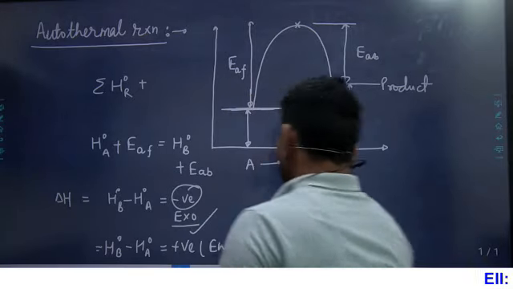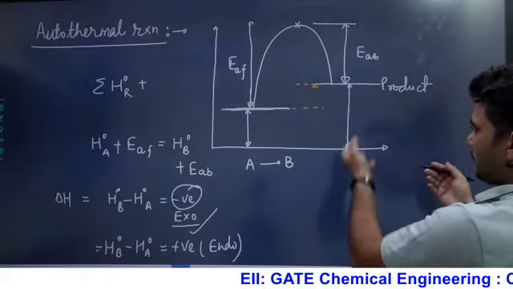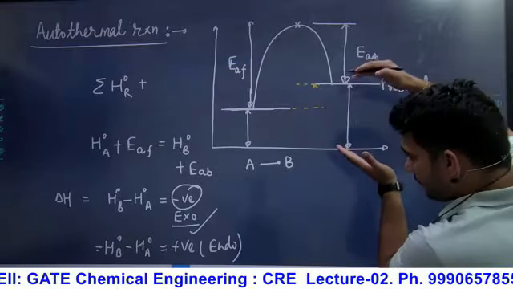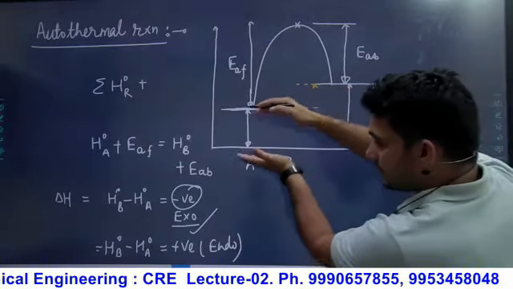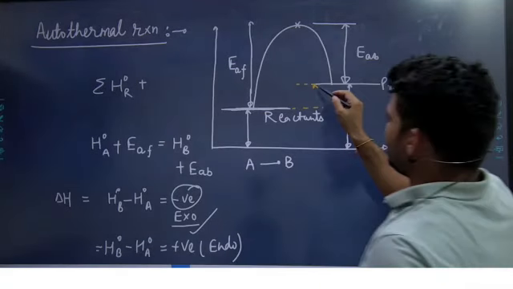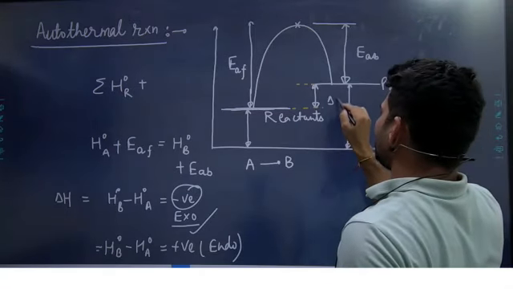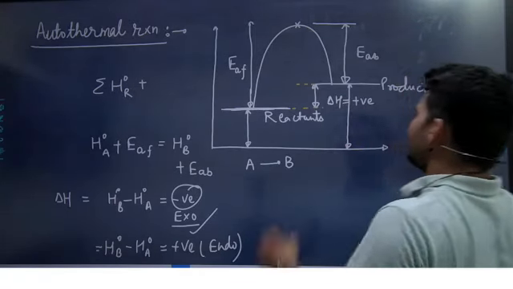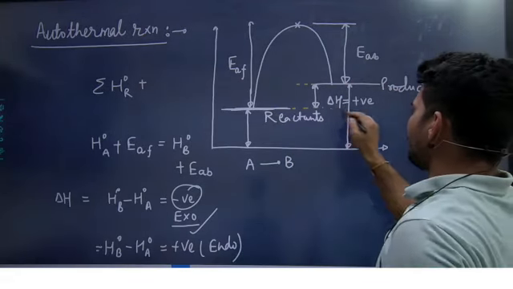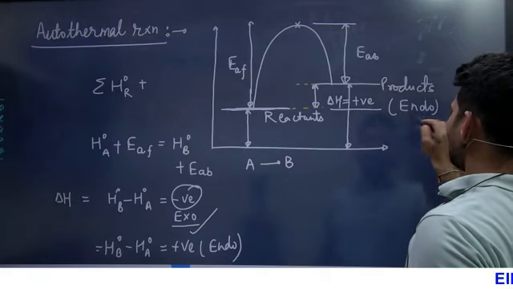For this potential energy versus extent of reaction, or reaction coordinate, or progress of the reaction diagram, we find that the products have higher energy as compared to the reactants. Here are the reactants and products. This difference, products minus reactants, so delta H is positive. Final minus initial: final means the enthalpy of the products minus the enthalpy of the reactants. We are finding it positive. What does it indicate? That the reaction is an endothermic reaction.